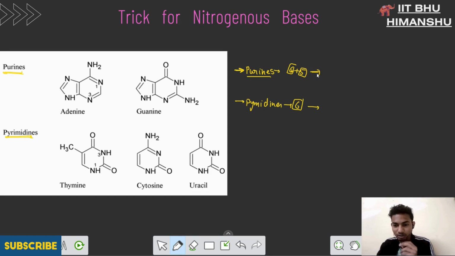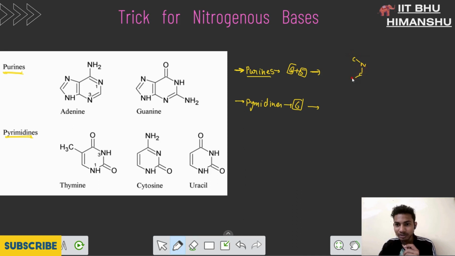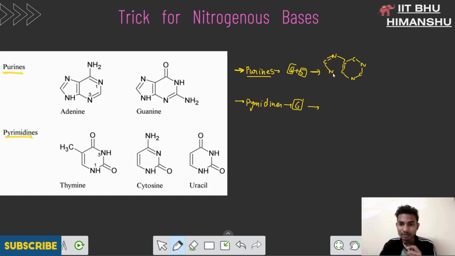So let's talk about the purine. There is a carbon atom, there is a nitrogen, carbon, nitrogen, and there is again carbon, carbon, carbon. And there is nitrogen here. Then again carbon, then nitrogen, then again carbon. How to memorize this? That is, alternate positions are of carbon and nitrogen.